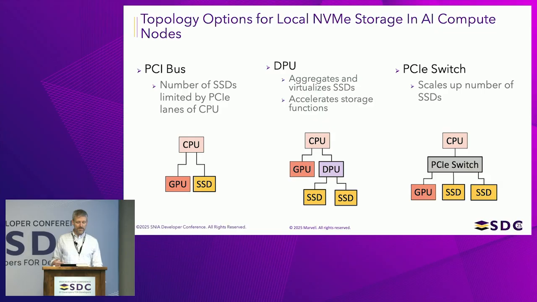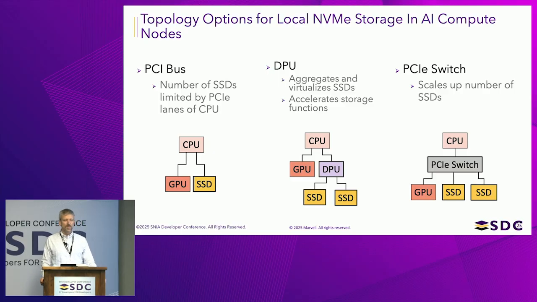So another possibility is to use a DPU, so to connect SSDs to the CPU via a DPU. So the DPU can aggregate multiple SSDs. So here you can increase the number of SSDs that you connect to the CPU. The DPU can also virtualize the SSDs and can also provide additional acceleration functions, for example, for virtual machine capabilities, for encryption, for compression, if that's needed.